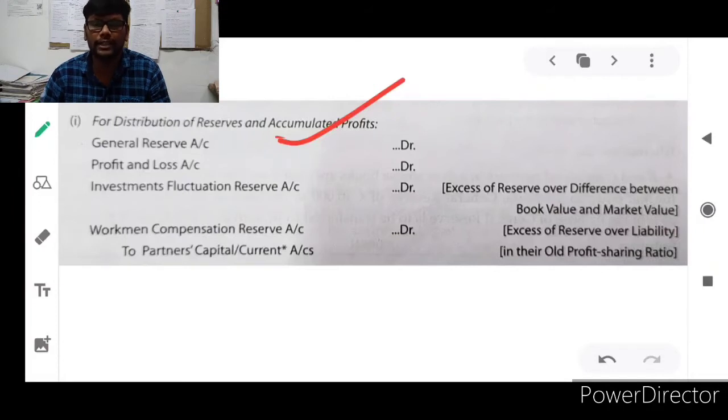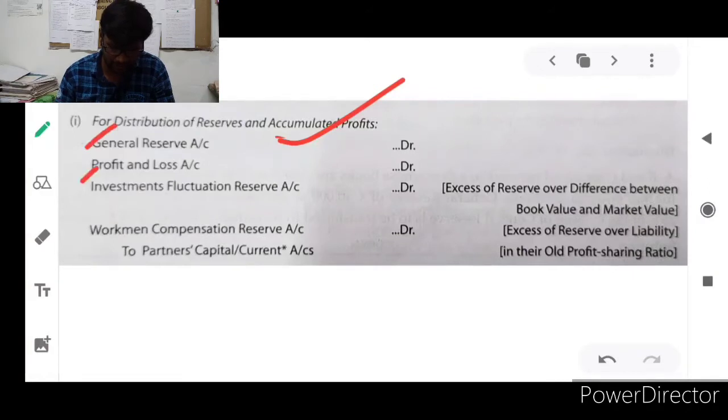So you know very well, undistributed profits, general reserve, workmen's compensation after meeting its claims, and investment fluctuation reserve after meeting its claims. If excess reserves are there, everything goes to credit in the partners' capital account. So you know how to pass the journal entry.